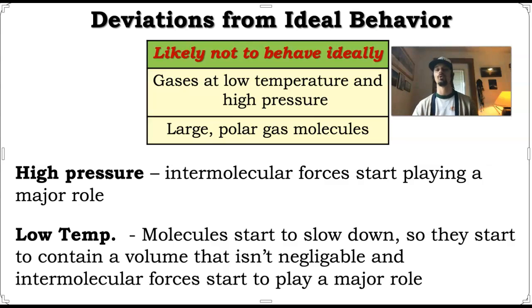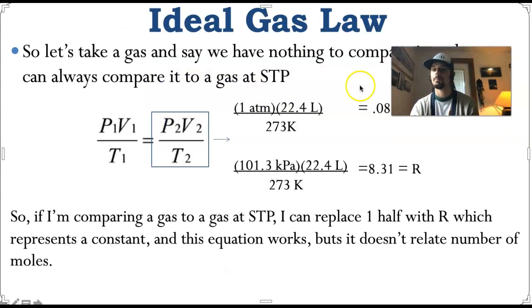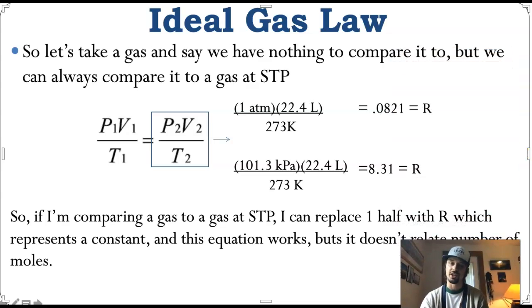Also, if they're large polar molecules, they're very attracted to one another as well because they're moving slower, they're bigger, so there's a larger intermolecular force, a larger LDF force, which causes them to interact more. So in these conditions, which we're not going to worry about in this class, right now anyway, might not for the rest of the year, our ideal gas law isn't going to work. But let's take a moment and derive our ideal gas law so we can use it.